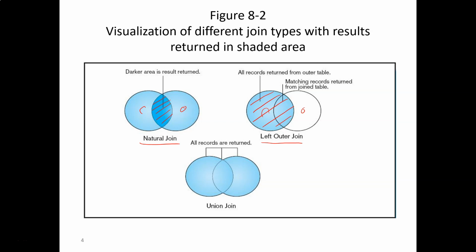And then this is called the union join. These 2 tables together, and all the records are returned in the union join.